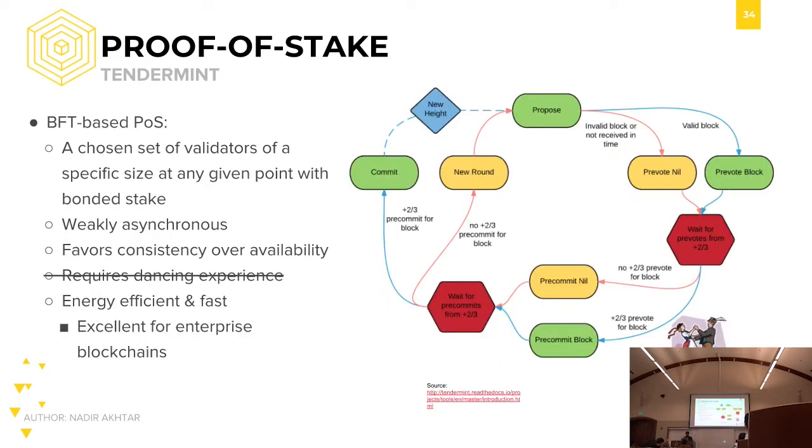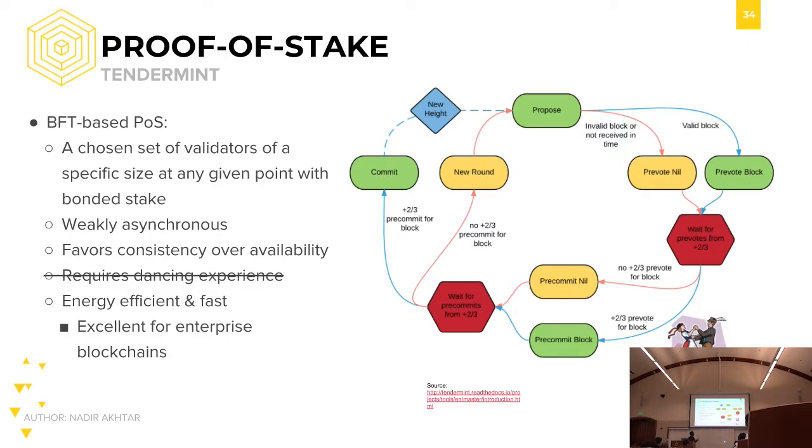So to start off with Tendermint, it's a BFT-based proof-of-stake system. If you recall the Byzantine generals problem, we have all of these different validators who have locked up some stake that are going to be voting in this consensus process. It is weakly asynchronous because you'll notice, if you're able to read this chart, there's only one place in which time is mentioned, and that place is right here where it says invalid block or not received in time. So to go around for a circuit, let's say that we're proposing a new block. We propose the block, and then everyone is going to look at that block and decide whether or not the block is valid or invalid. And if they don't receive the block in time, they're going to go ahead and just vote invalid.